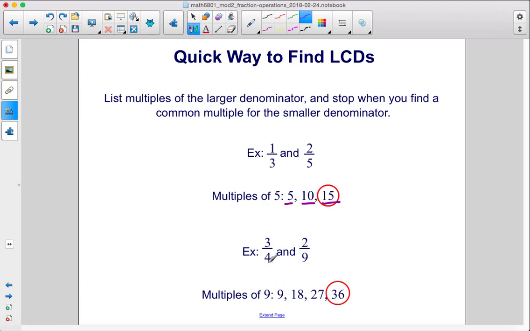For 3/4 and 2/9, you start with the larger, 9, and you list the multiples of 9. Then you go through and you see which one's a common multiple for 4. Is 9 a multiple for 4? No. What about 18, 27? Nope. But 36 is. So 36 is your lowest common denominator.